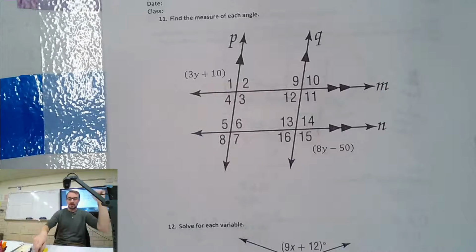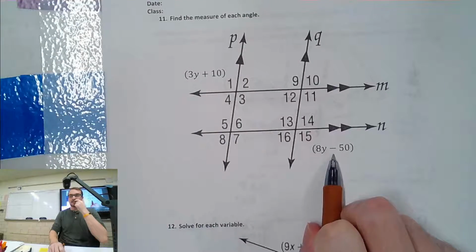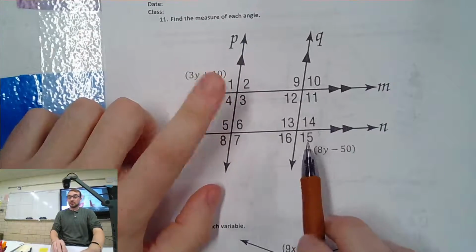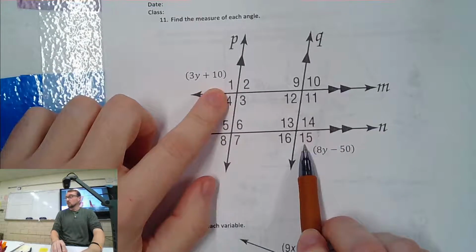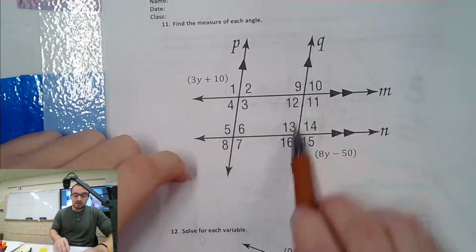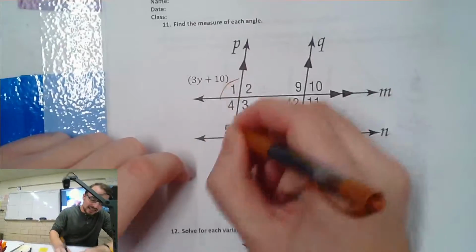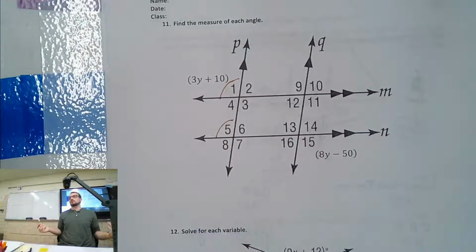All right. So anyway, all we know is angle 1 is 3y plus 10, and this one is 8y minus 50. Now the question is, are these going to be congruent, the same thing, equal to each other, or are they going to be supplementary? That's the question, right? Let's check it out. All of these are parallel. These two here and these two here. So that means this guy and this guy are the same, because corresponding angles, right?